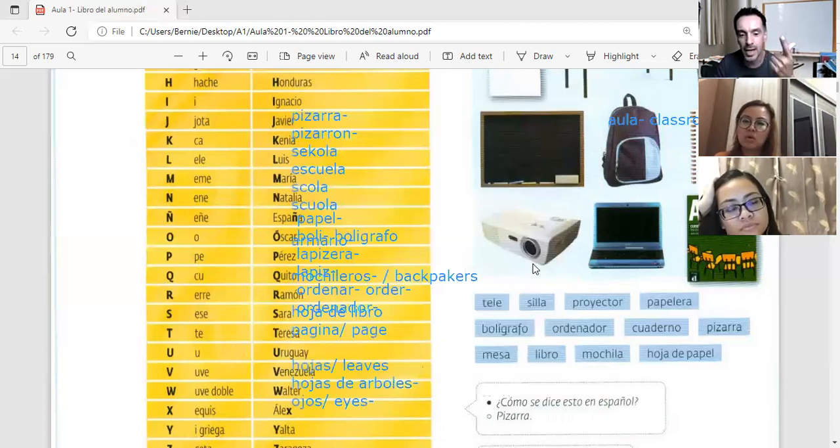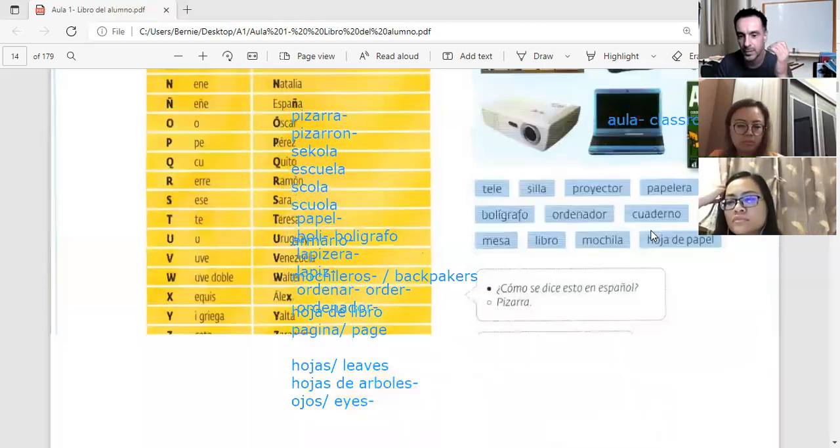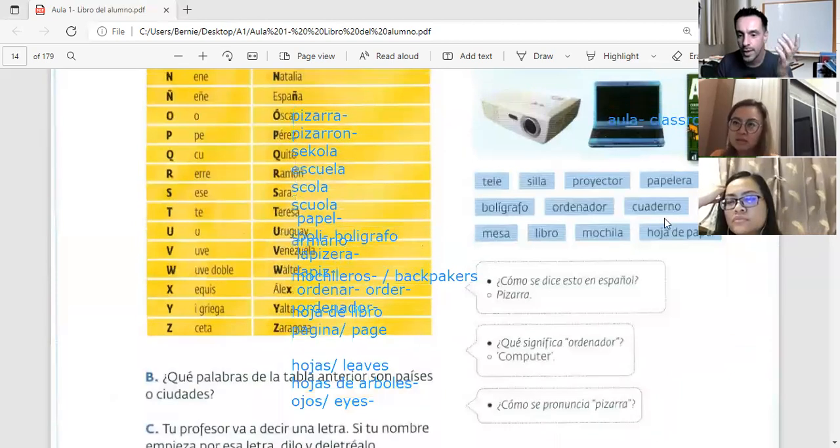Tele, TV, silla, chair, proyector, papelera, dustbin, bolígrafo, pen, ordenador, computer. Actually, it's like a laptop. But today many people, we need to be alert, call it laptop and there is no translation in Spanish, so you will hear laptop from them also. Cuaderno, pizarra, mesa, libro, mochila, hoja de papel.